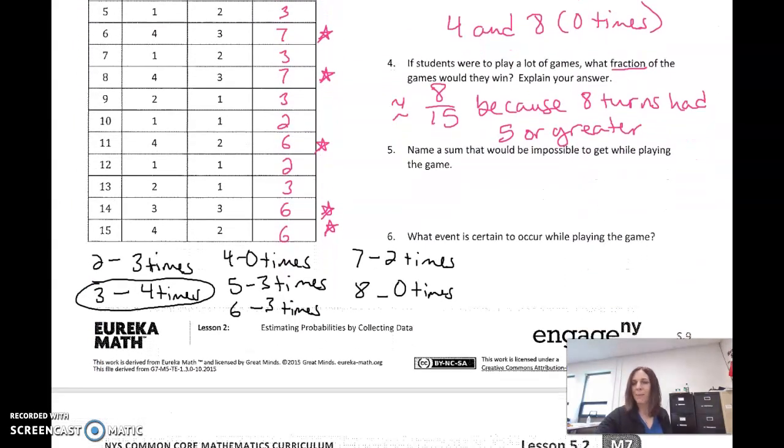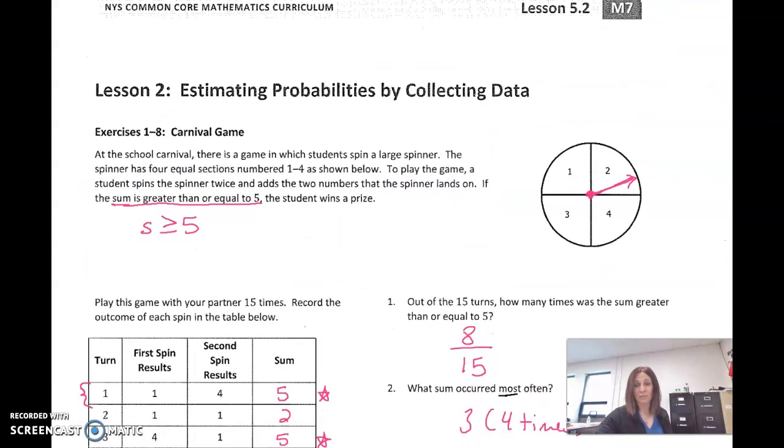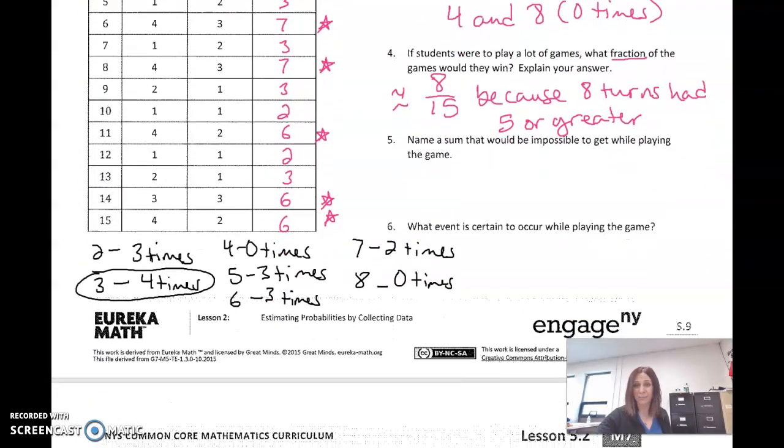Name a sum that would be impossible to get. Spinning twice, what can I not get? I can't get a 0. Can I get 1? No. I said the highest I could get is 8, so could I get a 9? No. 10? No. So I'm going to say 9 or greater. These refer back to the word impossible, like we talked about in our last lesson.